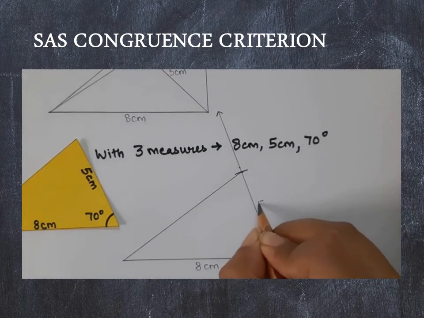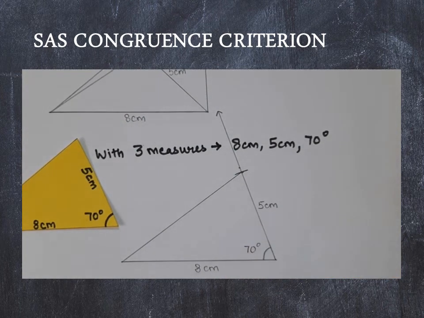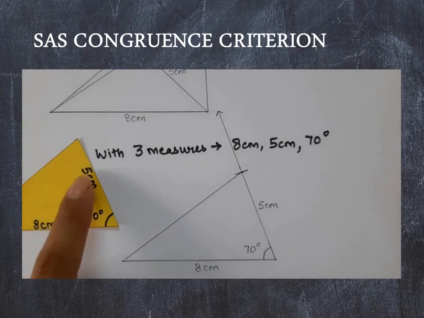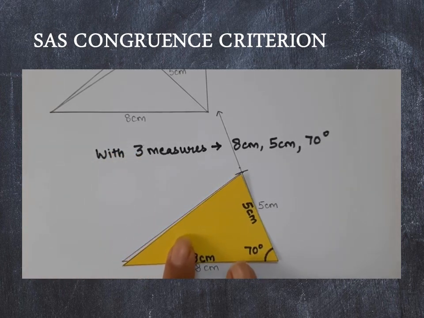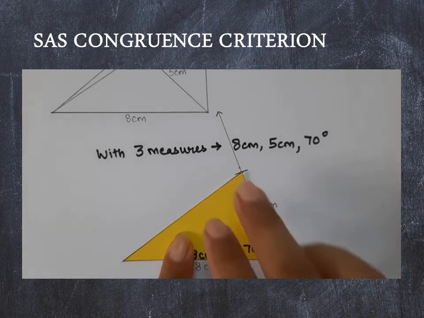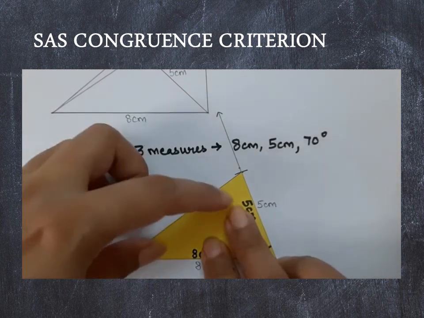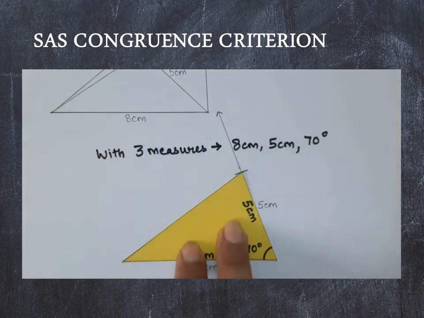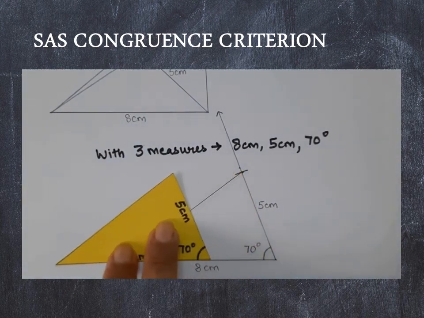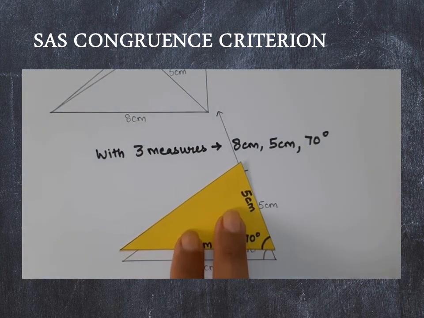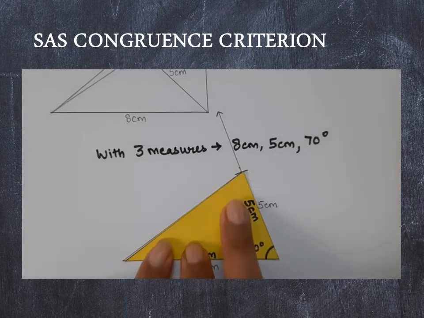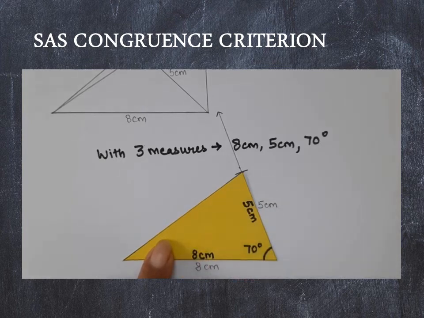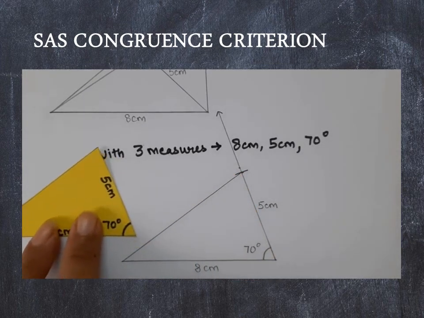Now let us find out, are these two triangles congruent? It's 8 centimeter, 5 centimeter, 70 degree. It's 8 centimeter, 5 centimeter, 70 degree. So we'll place this triangle. We all know the superposition method. So if you see here, the triangle is an exact copy. It exactly overlaps the triangle that we have constructed. Yes, and the third side also. So this is exactly the triangle that we were talking about. The two triangles are congruent now.